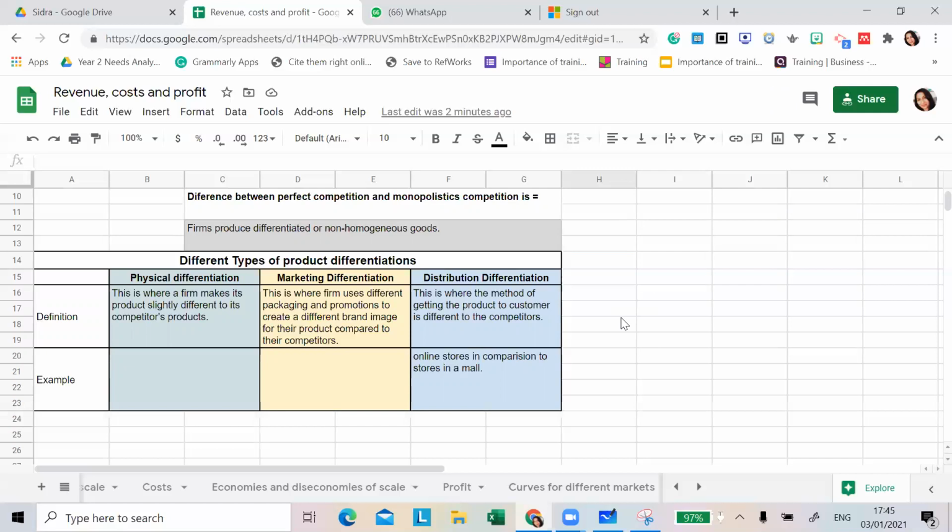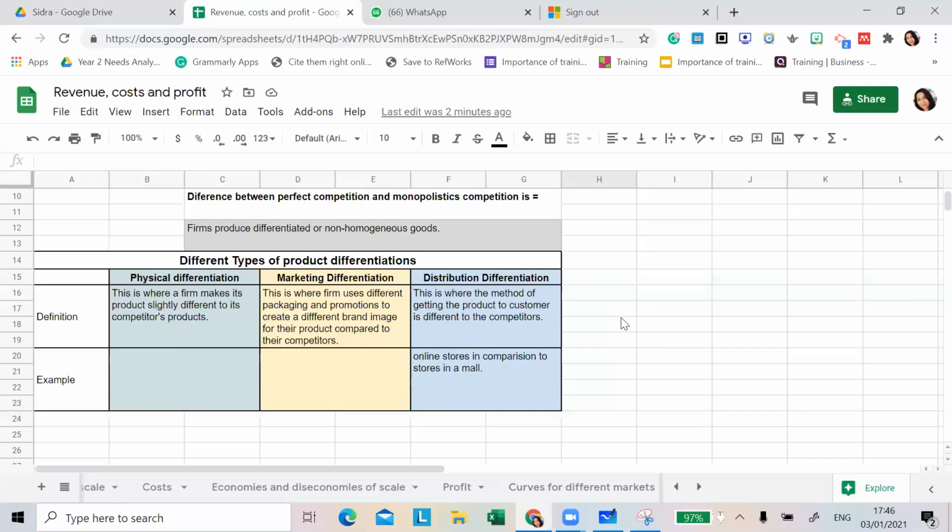Now let's move to marketing. This is where firms use different packaging and promotions to create a different brand image for their product compared to their competitors. Consider the example of Bath and Body Works. What they do is get the products from the main supplier, but ultimately they want their brand to be printed on the packages as Bath and Body Works, and then they sell it and do the promotions, therefore it becomes marketing differentiation.